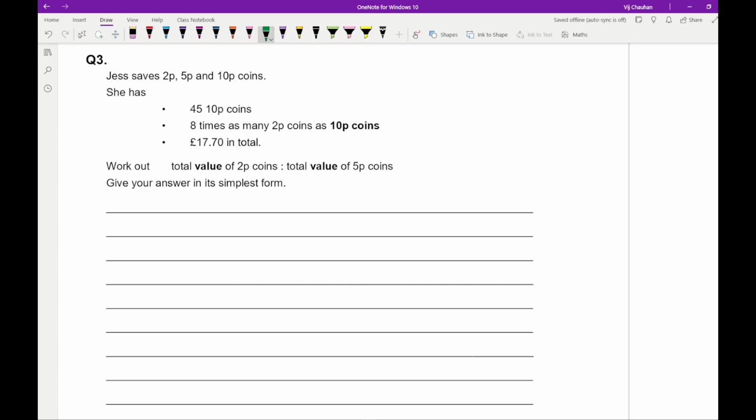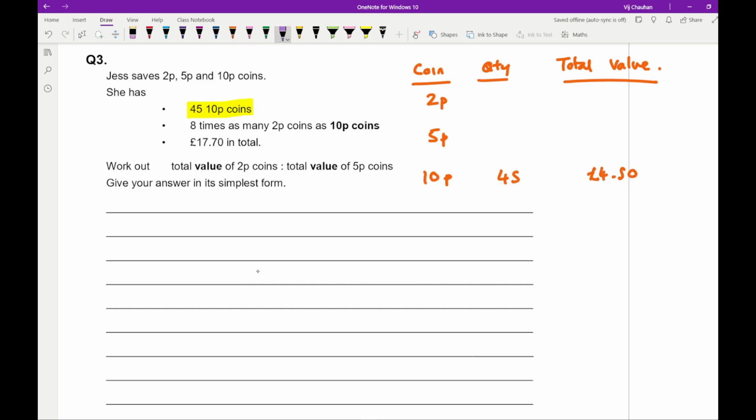Now for this, what we need to do is look at the first bit of information. So we know that we've got 45 10p coins. So here, we write the coin, we write the quantity and we write the total value. So here we've got 2p coins, 5p coins, and we've got 10p coins. Now from the information, we know that we've got 45 10p coins, and that's going to give me a total value of £4.50. And we've also been told that the total is £17.70.